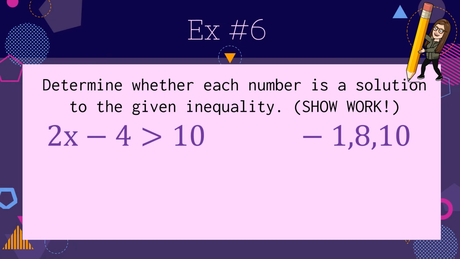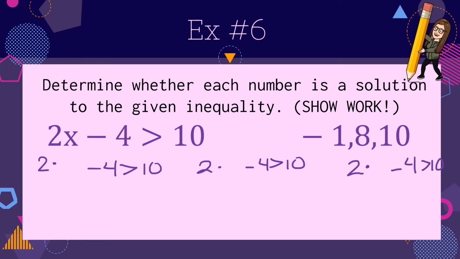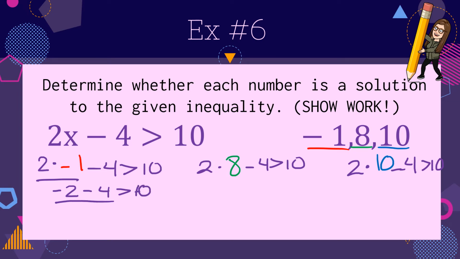Let's try the same process with a different inequality and 3 different numbers. So here's one thing you can do. Since you're going to have to show work, you could rewrite this 3 times. Right? Because we're going to plug in 3 different numbers for x. And I'm going to fill in -1. I'm going to fill in 8. And I'm going to fill in 10. And let's calculate. 2 times -1 is -2. I'm going to drop everything down. -2 minus 4 is -6.